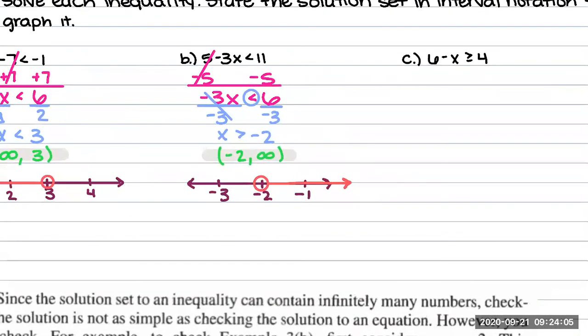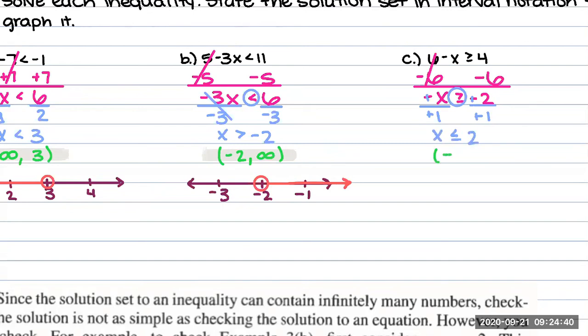For C, we have 6 minus x is greater than or equal to 4. So this one, we're going to subtract the 6 from each side. We have negative x is greater than or equal to negative 2. And then we just divide each side by that negative 1 to make the x positive. Remember, if you're dividing each side by a negative, you flip the sign. So x is less than or equal to positive 2.